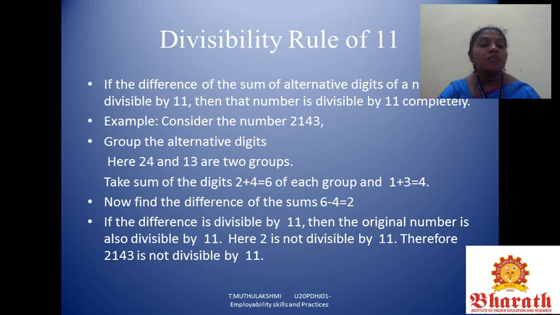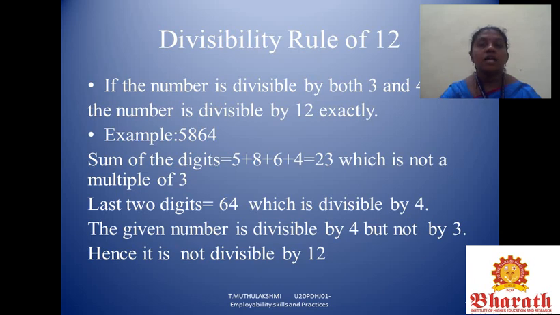Take the sum of the digits of each group. So 2 plus 4 equal to 6, and 1 plus 3 equal to 4. Next you find the difference of the sums: 6 minus 4 equal to 2. If the difference is divisible by 11, then the original number is also divisible by 11. Here 2 is not divisible by 11. Therefore 2143 is also not divisible by 11.